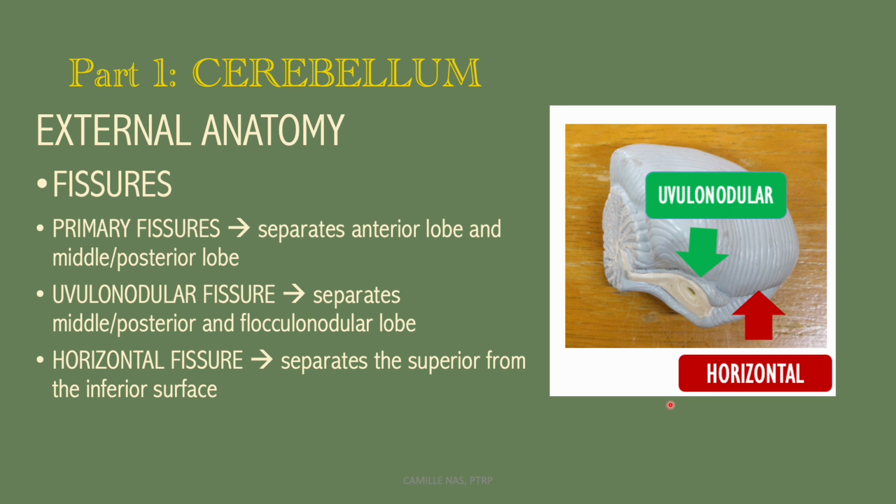Next, we have the uvulonodular fissure. This separates your middle or posterior lobe and the flocculonodular lobe. Your flocculonodular lobe, we'll show you on the next slide. And then lastly, we have the horizontal fissure, which separates the superior from the inferior surfaces. Your horizontal fissure has no morphologic or functional significance. It serves only as a landmark that separates the superior from the inferior surface.